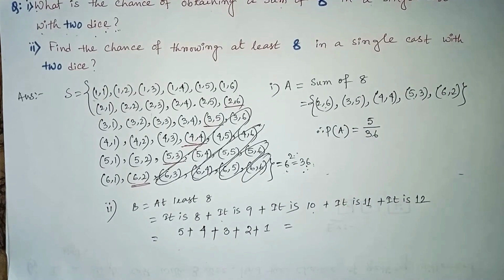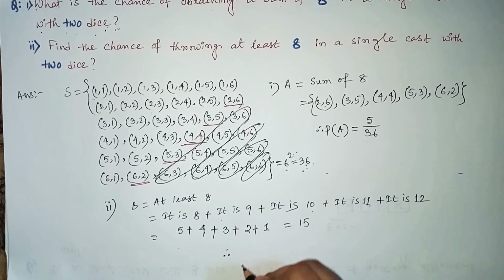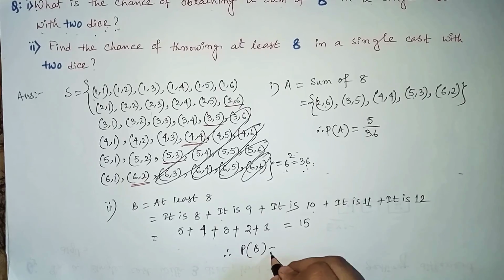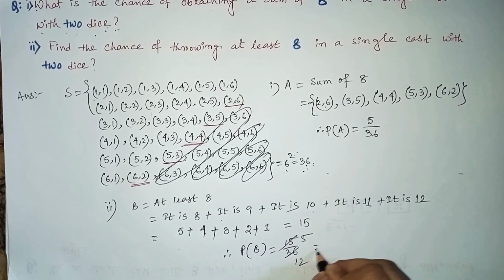So the total event points: 5 plus 4 is 9, plus 1 is 10, and that makes 15. Therefore the probability of B is equal to 15 by 36. That means 5 by 12. This is the answer.